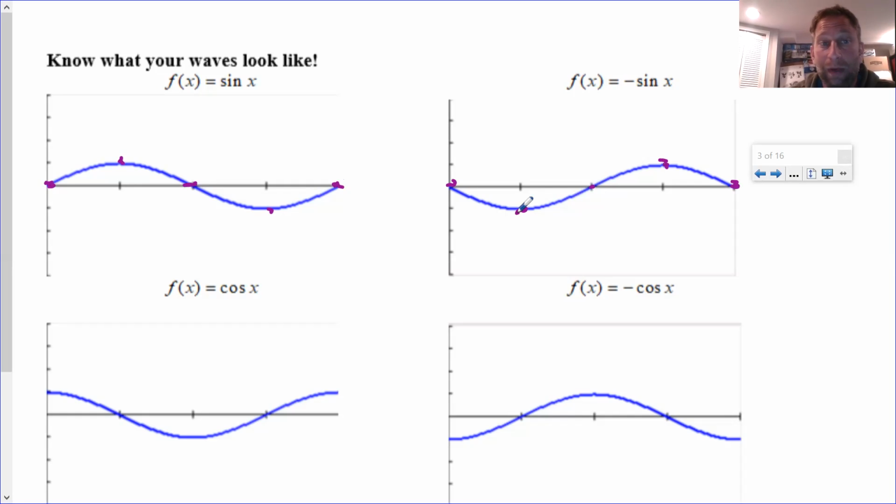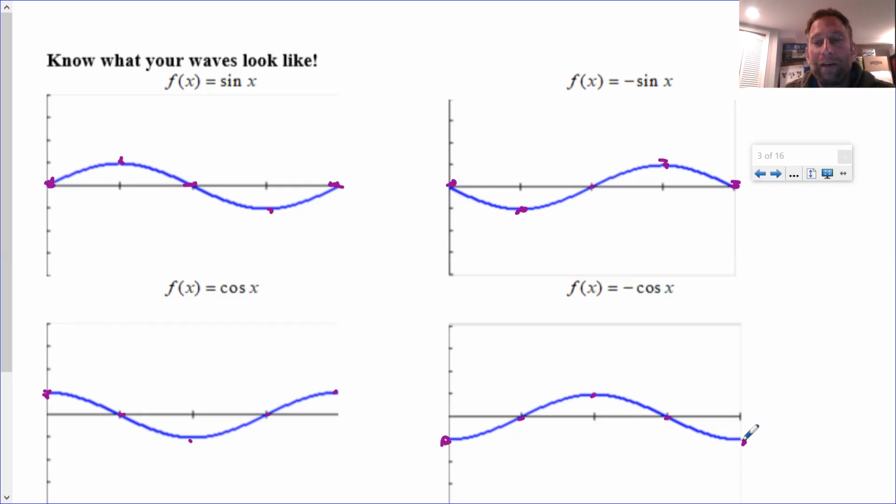Cosines do not start in the middle. Positive cosine starts at the max, at the top, then middle, bottom, middle, top. Whereas negative cosine starts at the bottom, middle, top, middle, bottom. All four waves start and end at the same point. Positive sine starts and ends in the middle. Negative sine starts and ends in the middle. Positive cosine starts and ends at the top. Negative cosine starts and ends at the bottom.